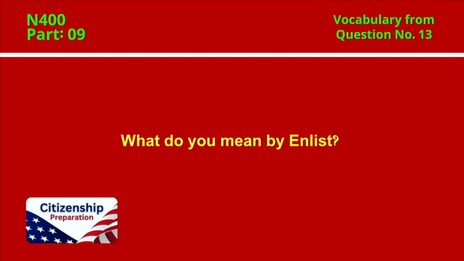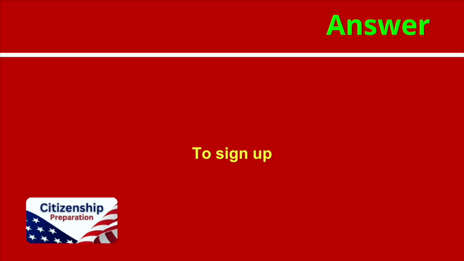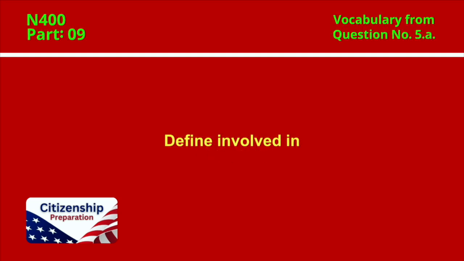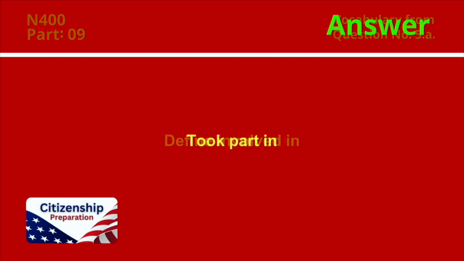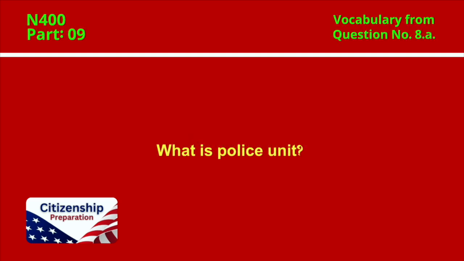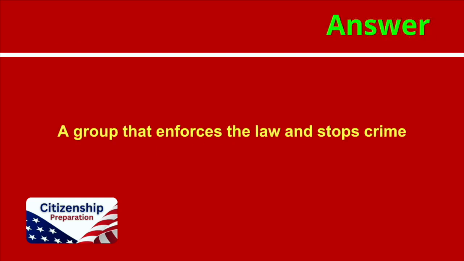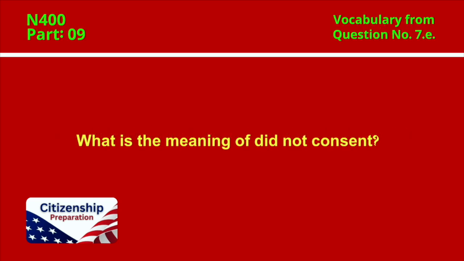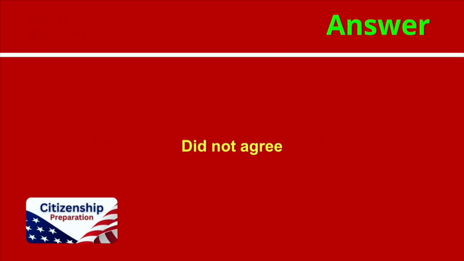What do you mean by enlist? To sign up. Define involved in. Took part in. What is police unit? A group that enforces the law and stops crime. What is the meaning of did not consent? Did not agree.